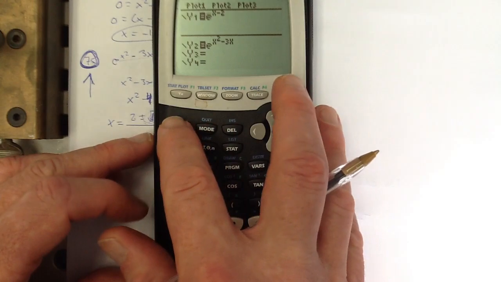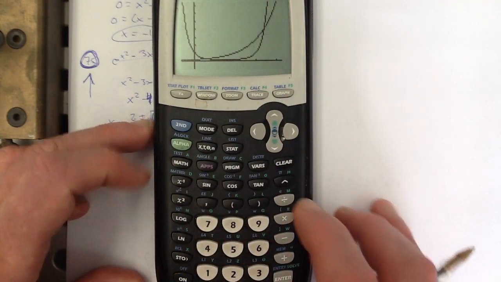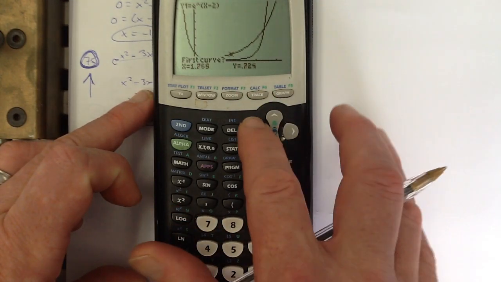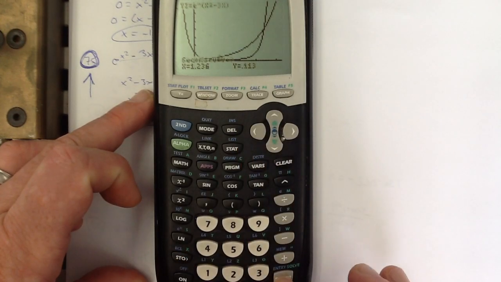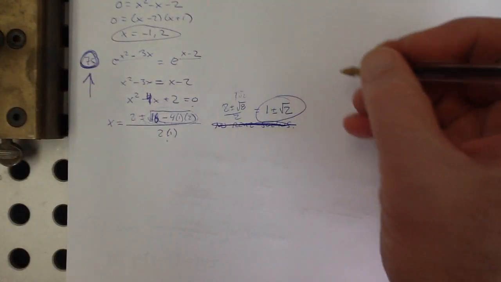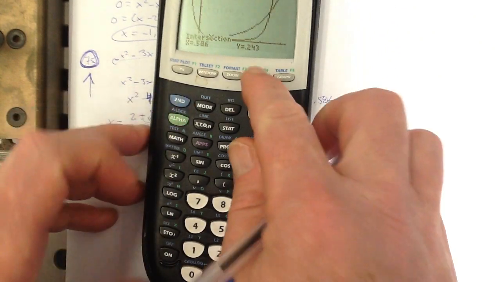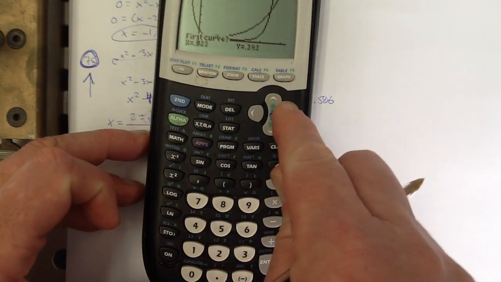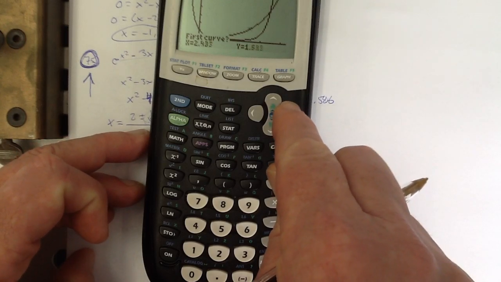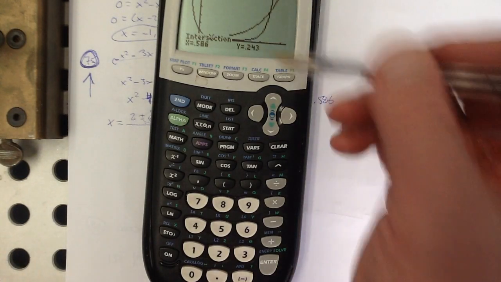I still have this in my graph here. And if I find those intersections, calculate intersect, I'll go over to this, closer to this intersection first. There, that's given me 0.586. And the other one, looking for the other intersection, I need to move my cursor over closer to that. That should be good enough. Nope, it jumped back to that one.